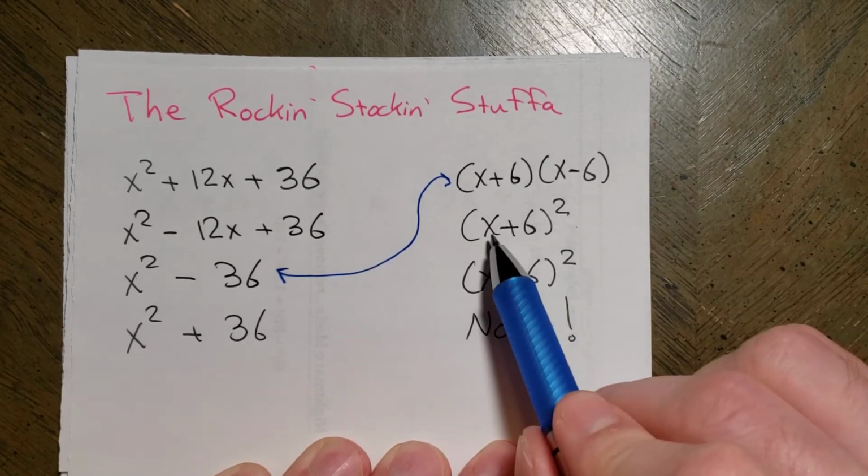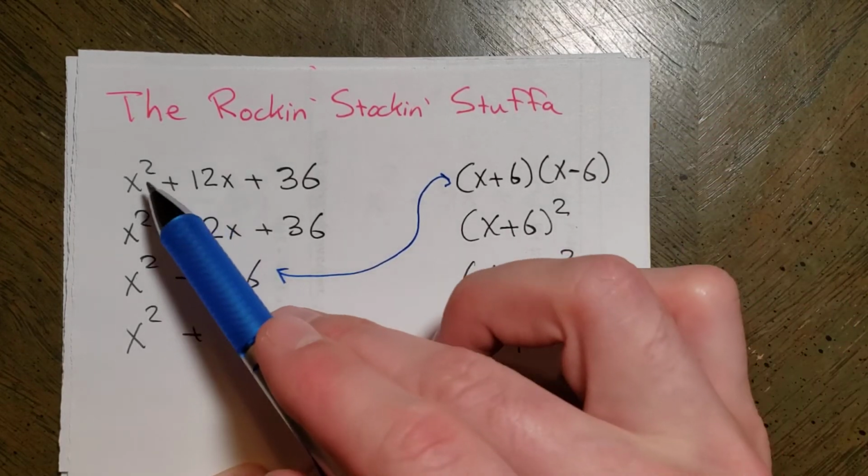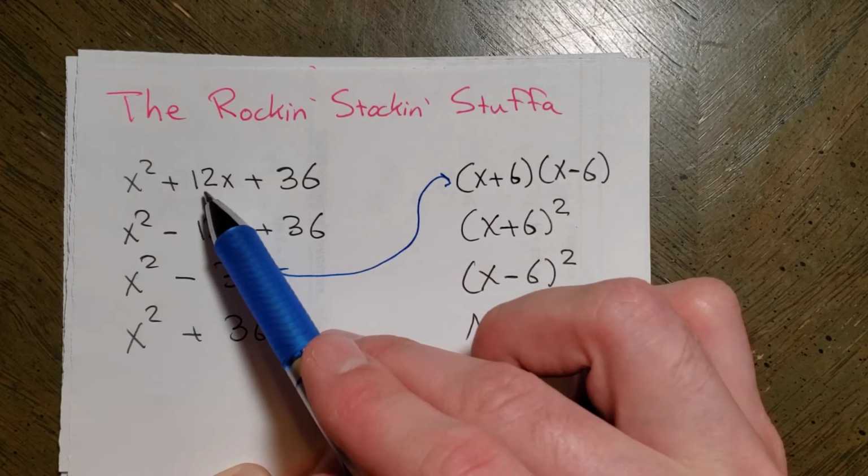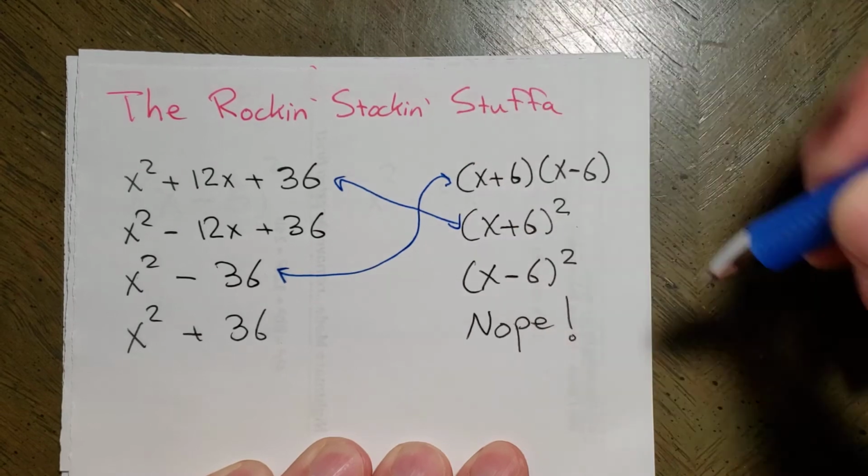All right, moving on. X plus 6 squared. If you take x plus 6 times itself, you would get an x squared. You would get a double product in the middle, and then you would get a 36. So boom, okay? How do you prove that?